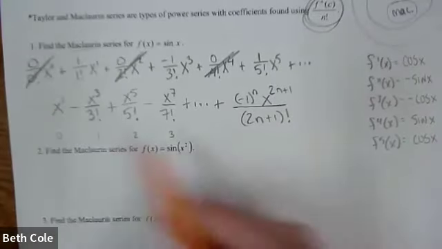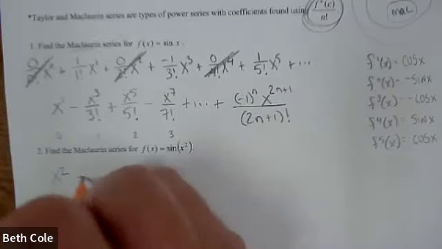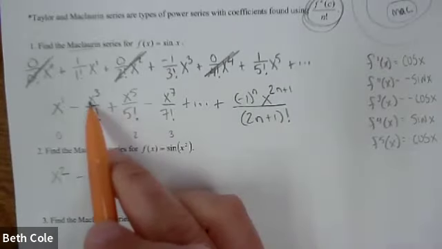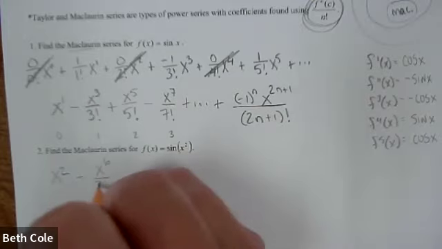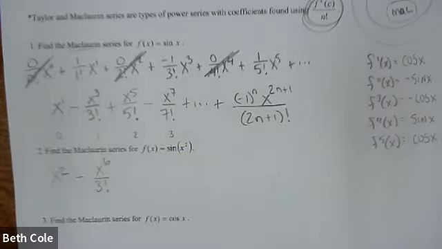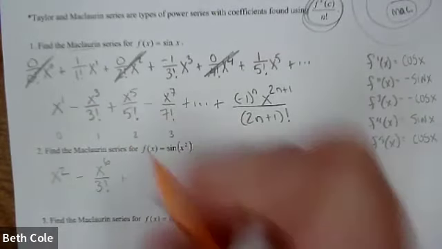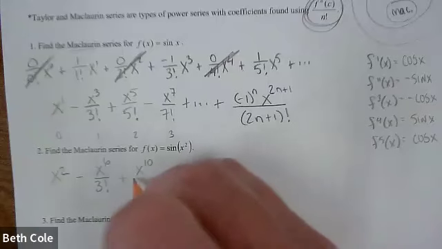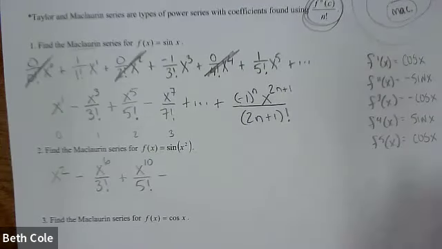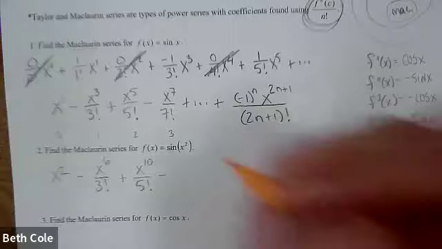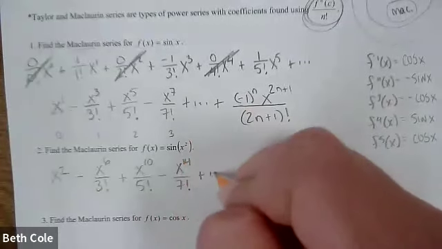So if I replace x with x squared, that first term is just going to be x squared. All right, minus x squared to the third would be x to the 6th. The 3 factorial is not going to change. Plus, this would be x squared to the 5th. So x to the 10th. Good job. And then minus would be x squared to the 7th. So x to the 14th over 7 factorial.